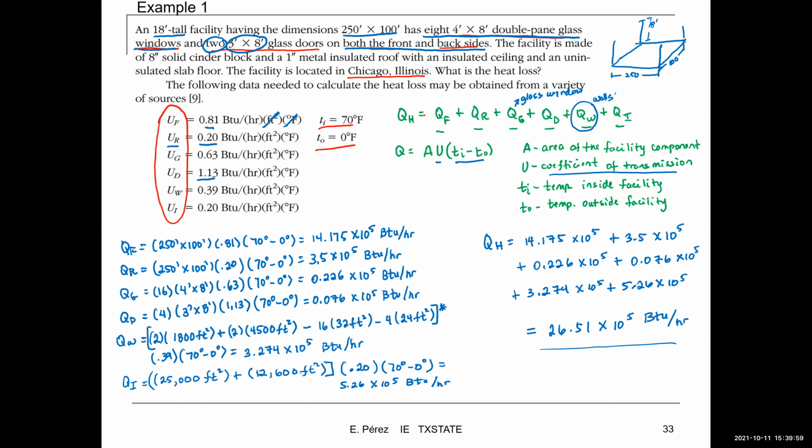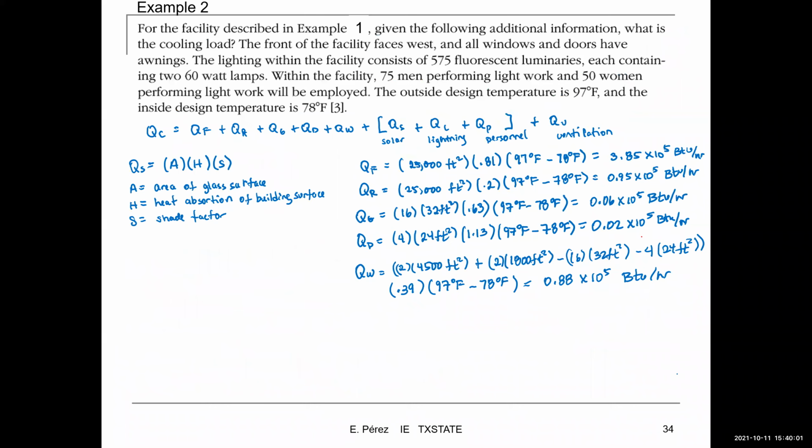Okay, quite simple. The next example, and this is the last thing we did, we were trying to compute the cooling load for the facility given this information. So we're getting the information from example 1 for the same facility, and we were given some additional information, and we were asked to compute the cooling load for the facility.